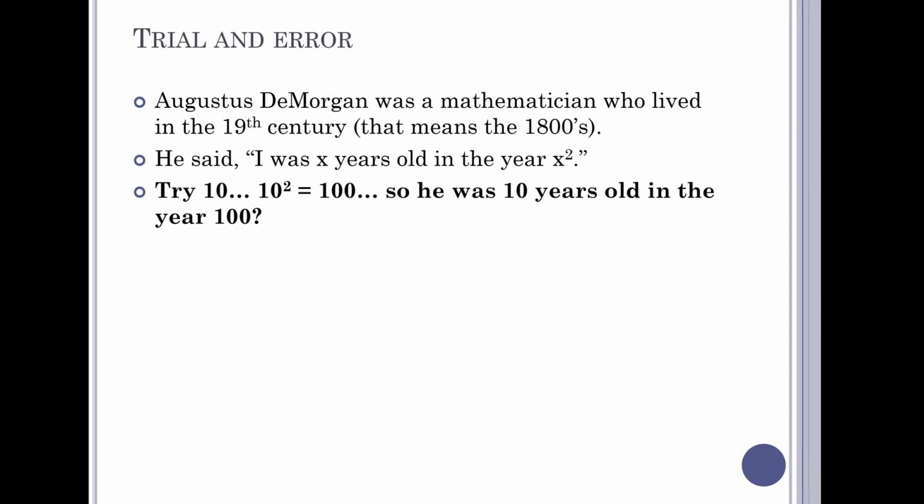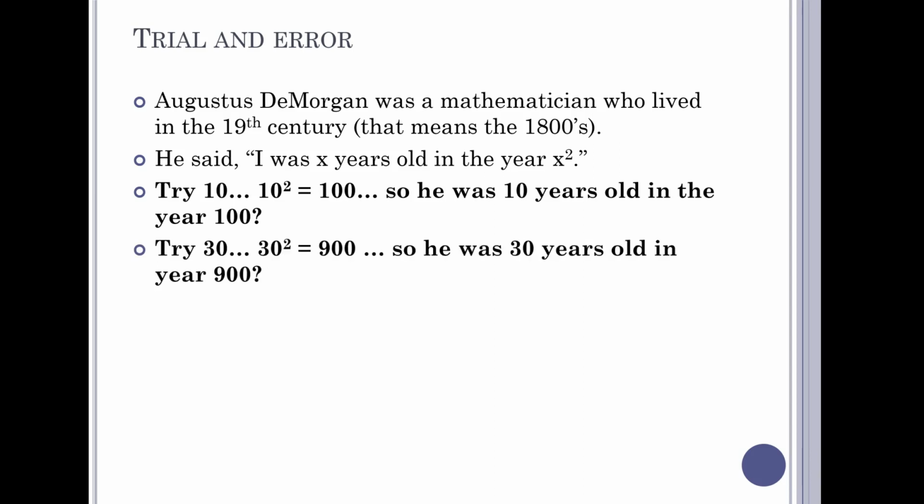So what would you try next? Would you try a much, much larger number? I would, because 100 is kind of low. So 30, he was 30 years old in the year 900, right? You square the 30, it's still kind of low. So pause the video right now. You don't want to. You just want to watch the rest of the video. I'm telling you, it'll be so much more fun if you pause it and see if you can find the answer without me. I'm going to wait here. You pause the video, see if you can find it.